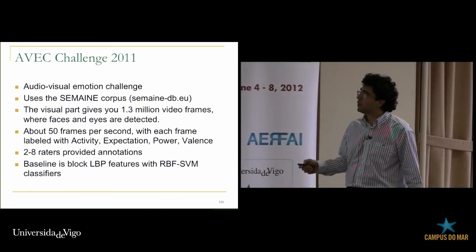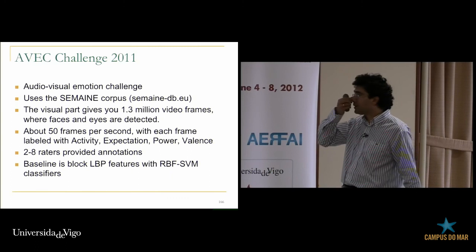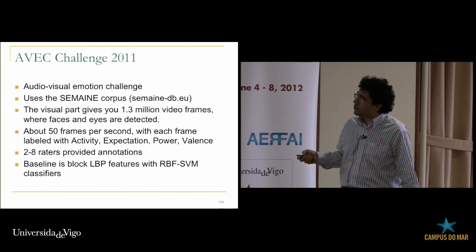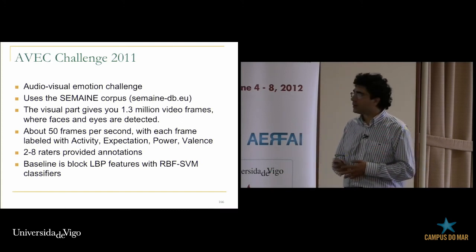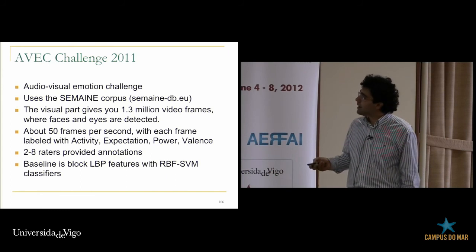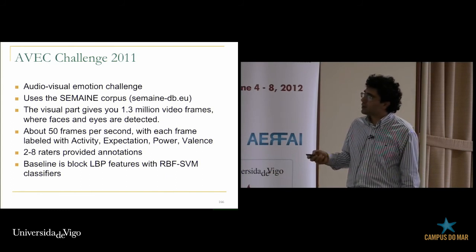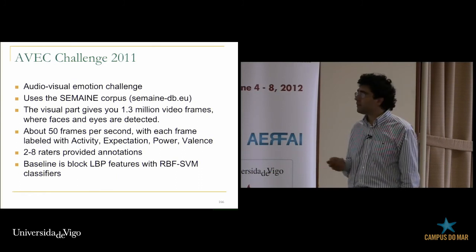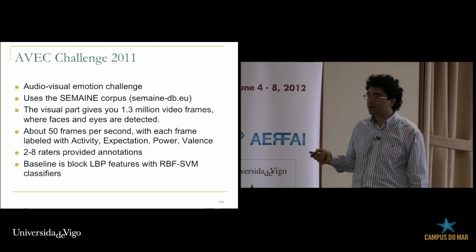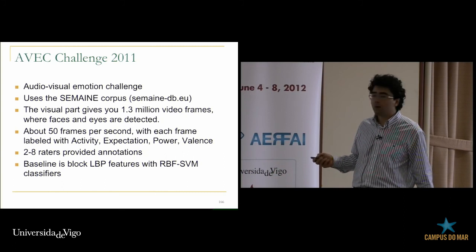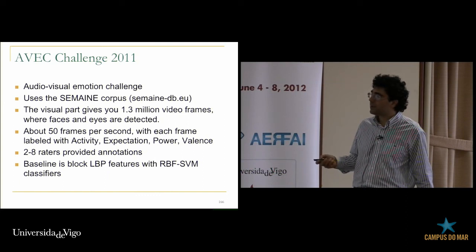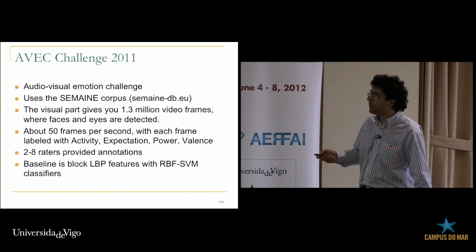Another challenge was the audiovisual emotion challenge, also in 2011. And that uses the Semaine corpus. Semaine and Humane were the two major networks of excellence working in the emotion field. The visual part of the challenge had 1.3 million video frames where faces and eyes are detected. So it's a huge database. 50 frames per second, and each frame is labeled with activity, expectation, power, and valence. 2 to 8 raters provided annotations, and again the baseline is block LBP with RBF kernel SVM classifiers.